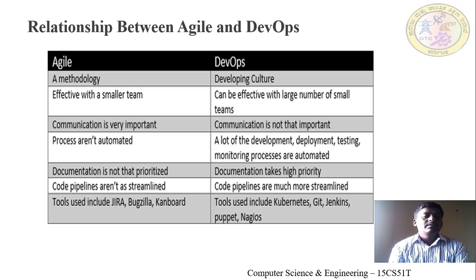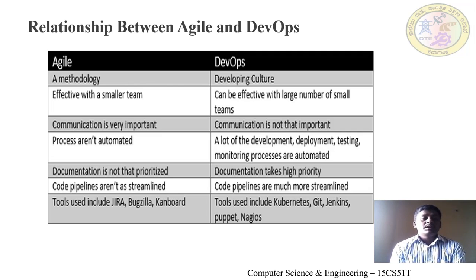Agile is more effective with a smaller team. DevOps can be effective with a large number of small teams. They will divide the particular team into small chunks. With small teams, communication is very important.